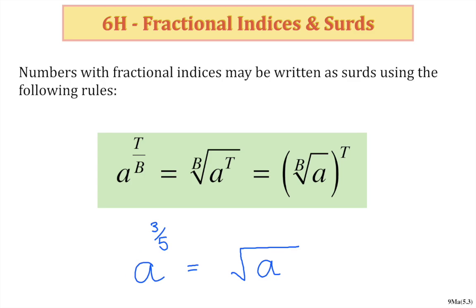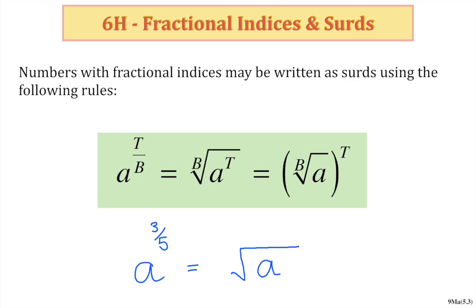Now this is the tricky part. I've written it here, and this is not found in your textbook, but I think it's a good way to remember things. If we have a to the power of a fraction, I'm going to call the top of the fraction t, t for top, and the bottom of the fraction b, b for bottom. When we have our little surd symbol, I want you to imagine that this piece here is like a little seat you can just sit on. And when you sit on a seat, you sit on it with your bottom.